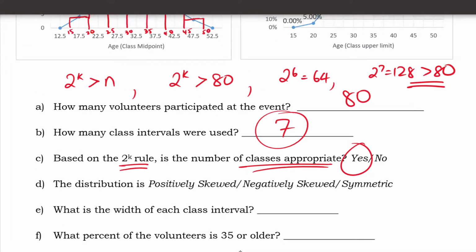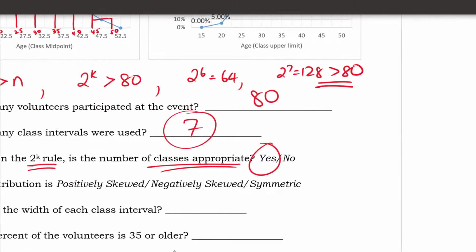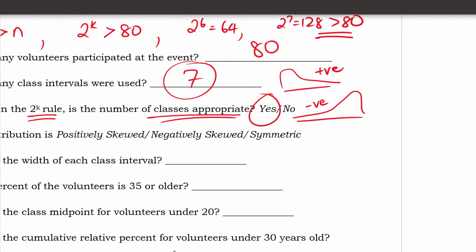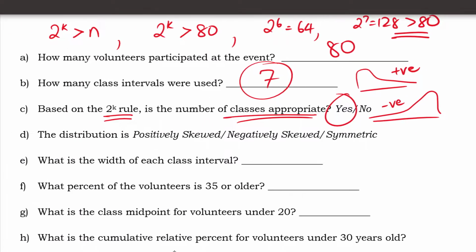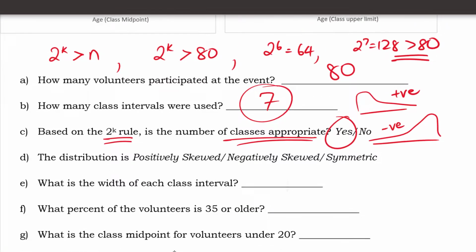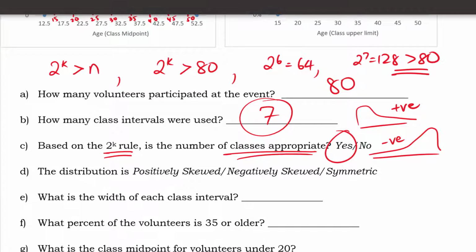So next question is asking if the distribution is positively skewed, negatively skewed, or symmetric. So we know that a positively skewed distribution is tailed to the right, like that. So that's a positively skewed distribution. And then a negatively skewed distribution has the tail extending to the left like that. That's a negatively skewed distribution. And a symmetric distribution, of course, when you split it in half, it basically has a mirror image of itself.